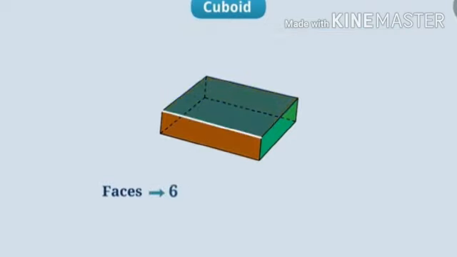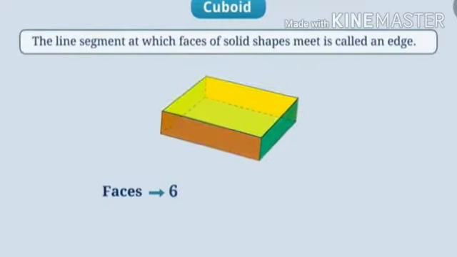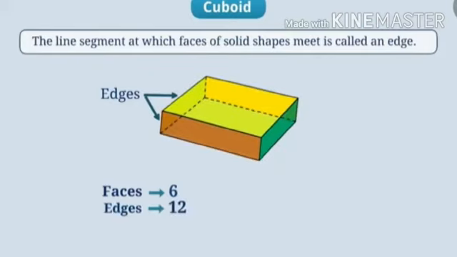Now look at the intersection of any two faces. Here you will see a line segment formed. The line segment at which faces of solid shapes meet is called an edge. If we look here, there are total 12 edges of the cuboid.